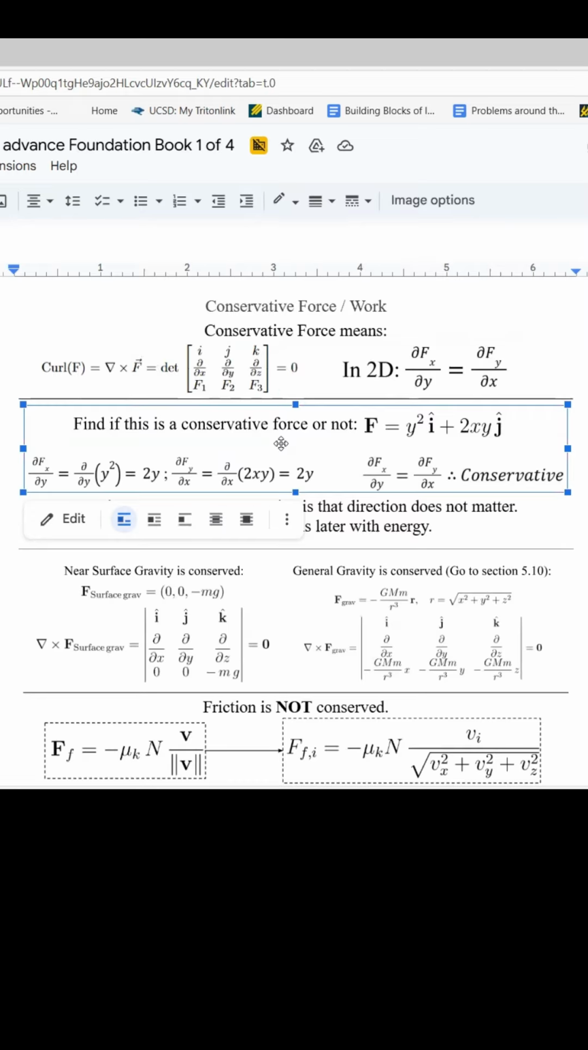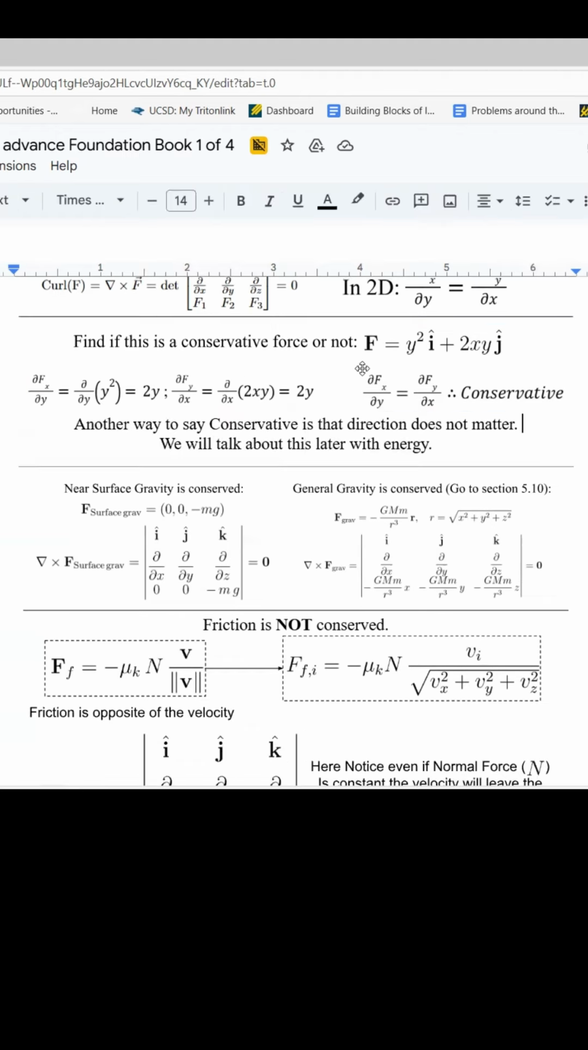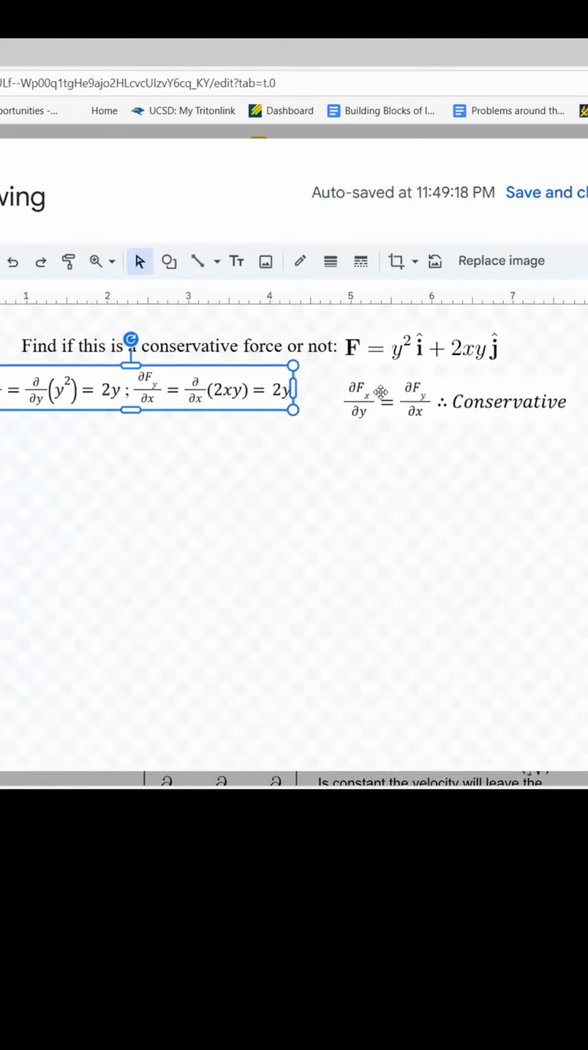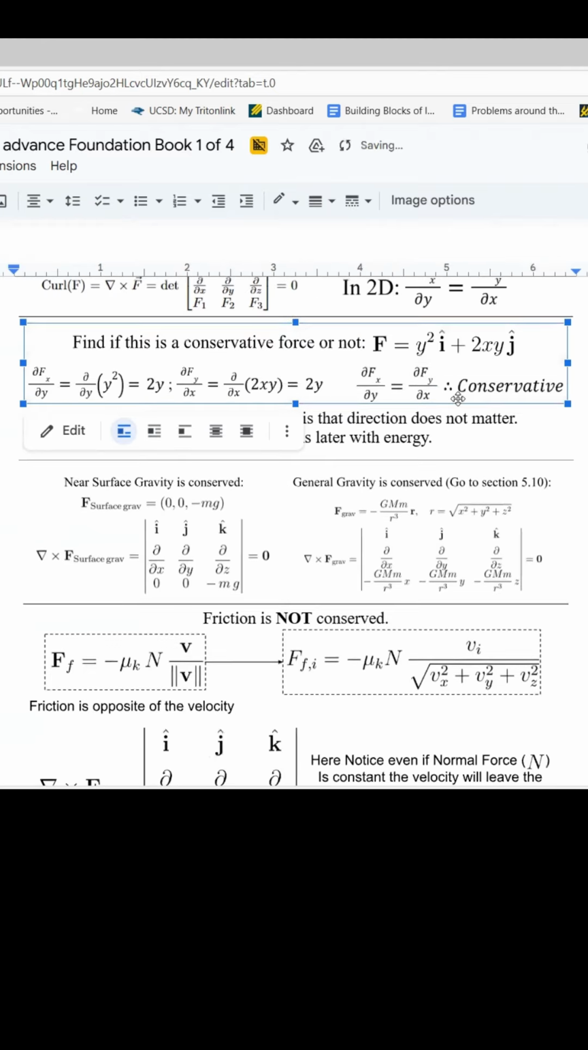In 2D, it is this format over here, to find if something is conserved. There is just a simple derivative and nothing special. It's just solving this format over here, and we get that it's conserved because we took the derivative over here. I did a simple question, nothing too difficult.